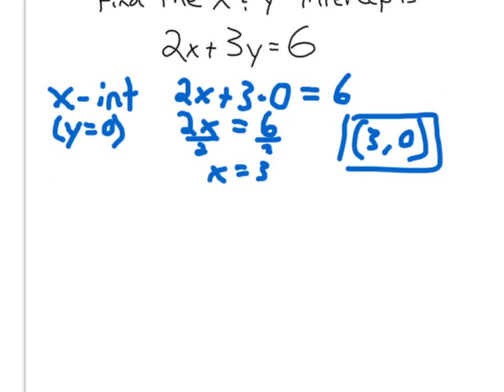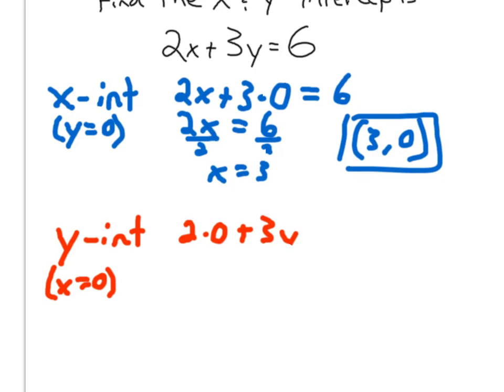Alright, likewise, we can do the y-intercept and think about what we know about the y-intercept. We know that when it crosses the y-axis, x has to be 0. So this time we're going to plug in 0 for x. So instead of 2 times x, we're going to have 2 times 0 plus 3y equals 6. And 2 times 0 is 0, so over here we're just left with 3y equals 6. And when we divide by 3, we get y equals 2.